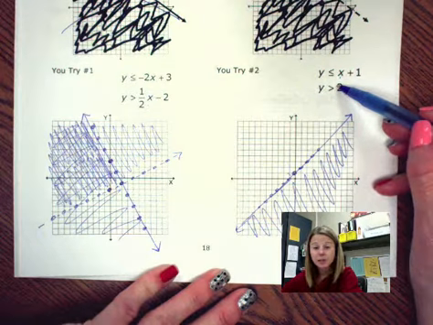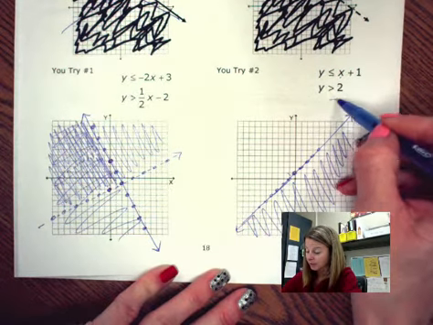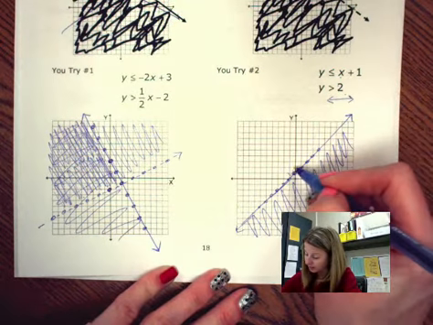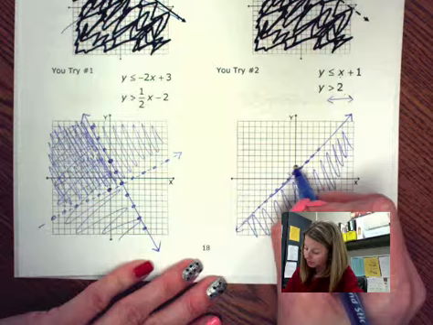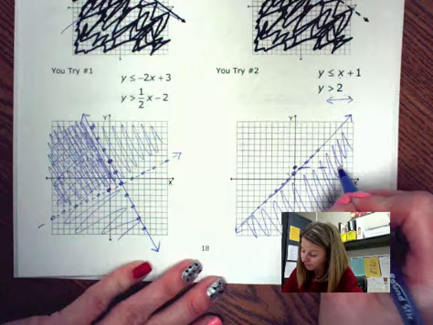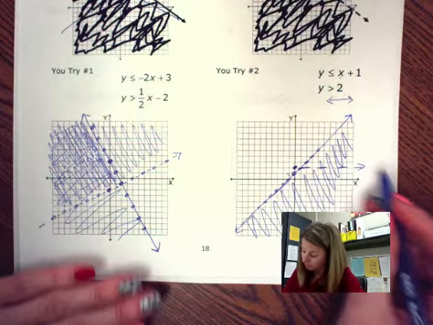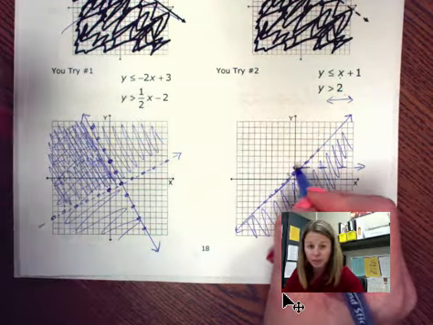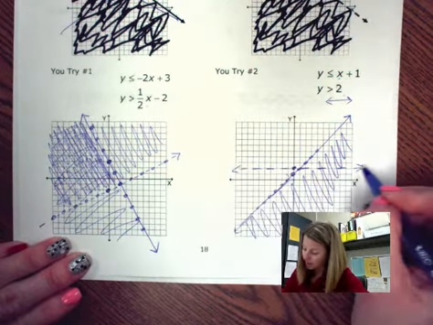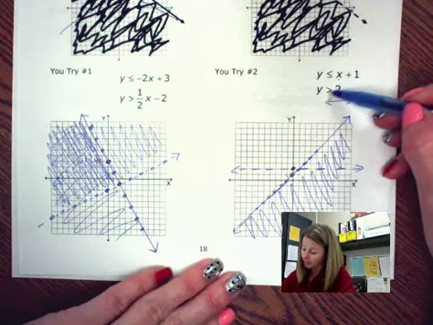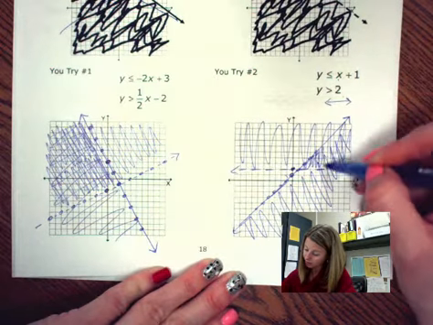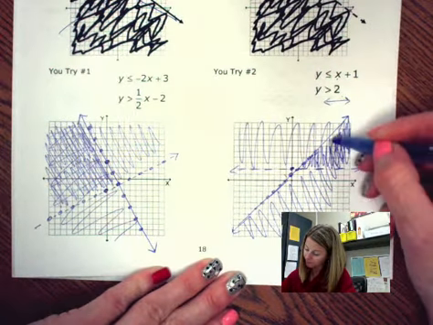y greater than 2. Now there's no x value, so when it's just y, it's a horizontal line. So I need to find 2 on the y-axis, right there. And it's horizontal, and it is also dotted. So I'm going to come through here, and I'm going to make my dotted line. Okay. Now I need to shade y is greater than. So I need to shade above the line. And so my double shading is in this little triangular area right here.